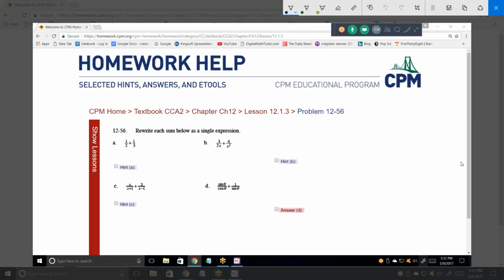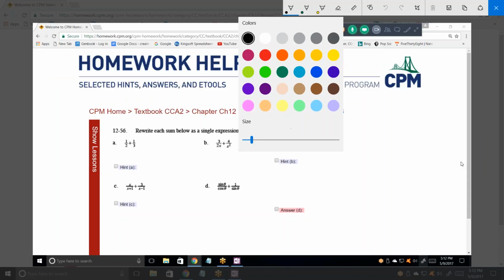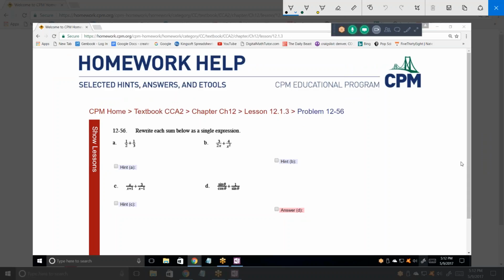You do the first one. In other words, forget their instructions. How do I add those two numbers, those two fractions?